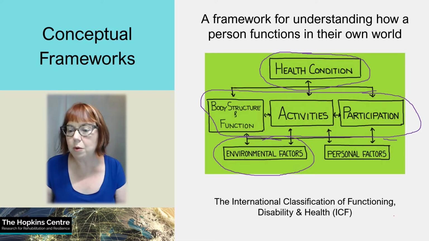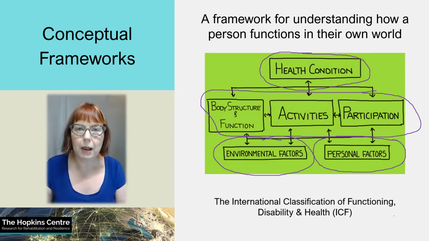And then finally, we've got these personal factors, and that's really a big black box that the ICF and its creators would admit is not very well articulated in the ICF. So it's all sorts of things like age, gender, but it's also things like people's personality traits, their behaviours and habits. So a whole lot of things that will influence people's functioning are in that black box.